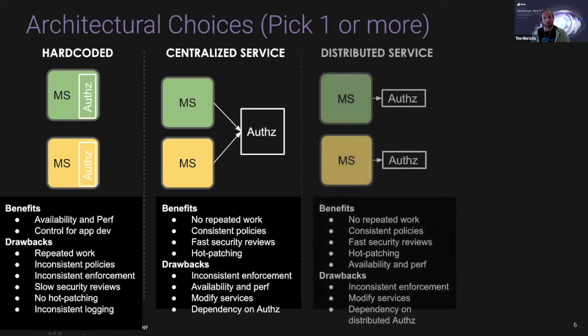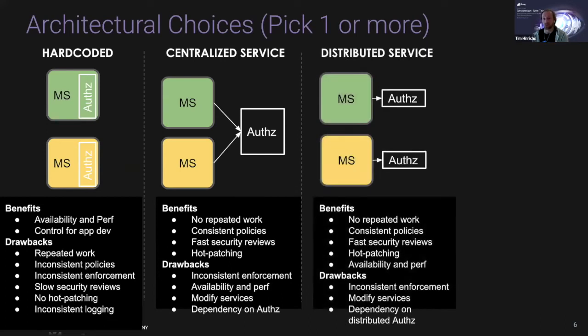Okay, so let's look at how we might address that. One option is you turn that centralized service into a distributed service. Instead of that authorization service running on a separate server from each of the microservices, now you distribute it. So you've got an authorization service running on the same server as each and every microservice. What that does is it eliminates that network hop. But because it is effectively a distributed implementation of that centralized service, you still have all the benefits that you had in the last option, the centralized service. You don't have to repeat work. You've got fast security review, so on and so forth. The downside here is, of course, now you've got to take a dependency on this distributed authorization service.